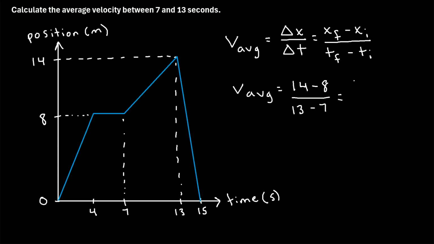So now let's simplify. We have 14 minus 8, that's 6. 13 minus 7, that's also 6. And 6 divided by 6 is 1.